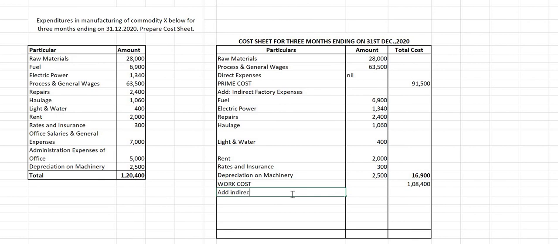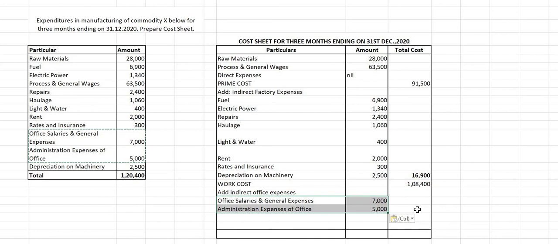Now in this we have to add indirect office expenses, or you can say office and administrative expenses. In this we are given salary and administrative expenses. So let's add the salary and administrative expenses. If we total this, it will come out to be 12,000.